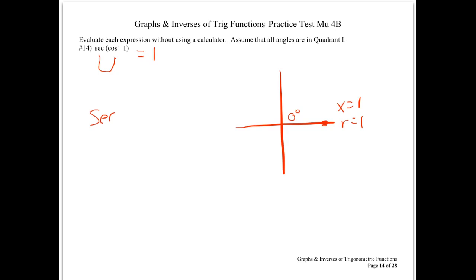Therefore, we could say that secant of cosine inverse of 1 is equal to secant of 0 degrees. What is secant of 0 degrees? Well, the reciprocal of x over r is r over x, which is 1. Either way, you get 1.